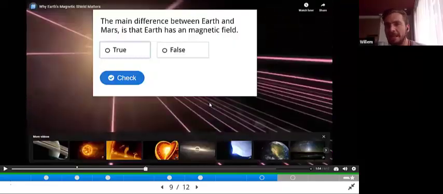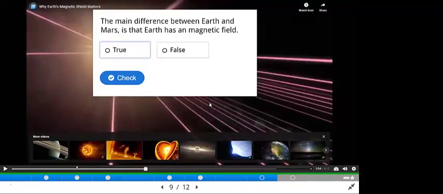Okay, so the main difference between Earth and Mars is that Earth has a magnetic field. True. Okay.